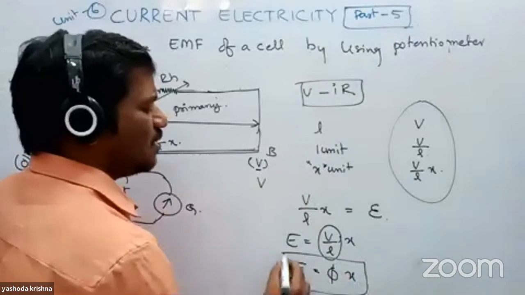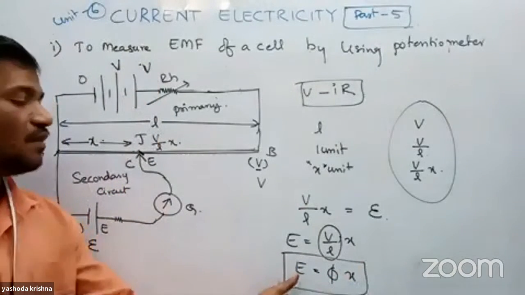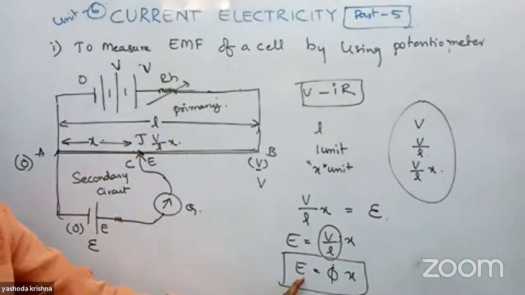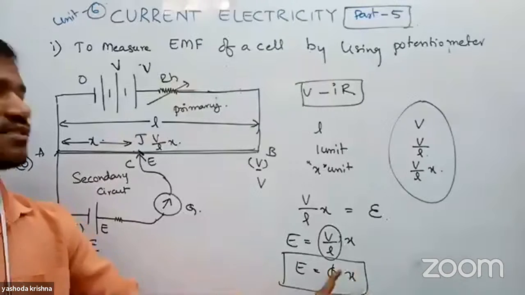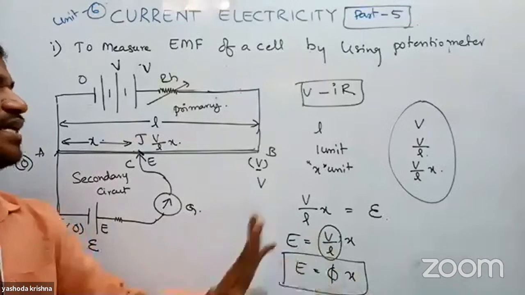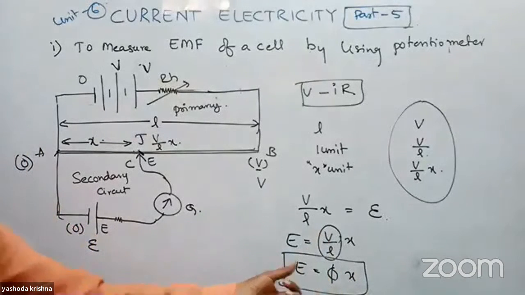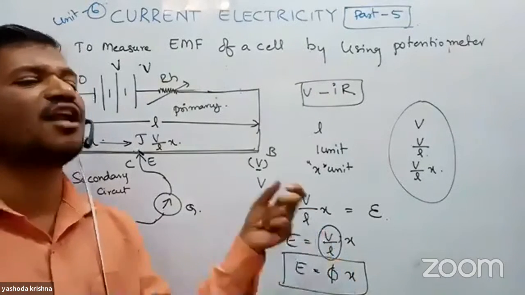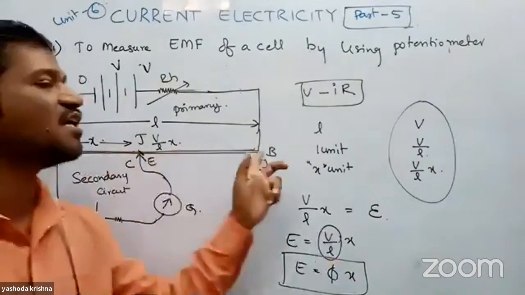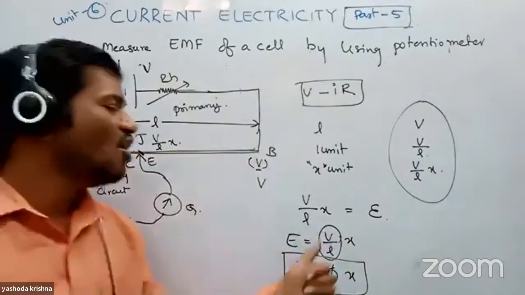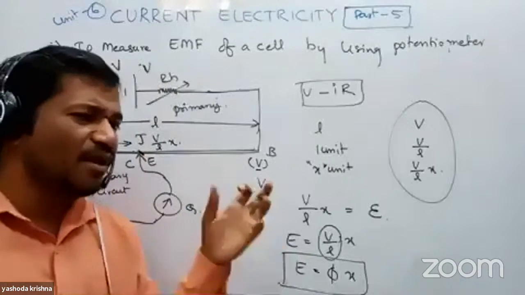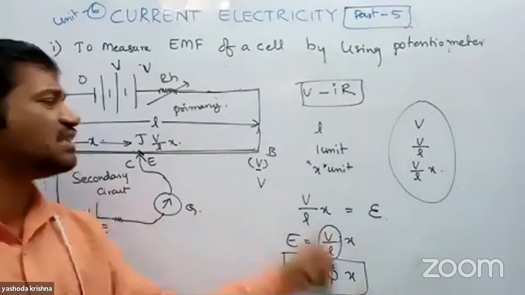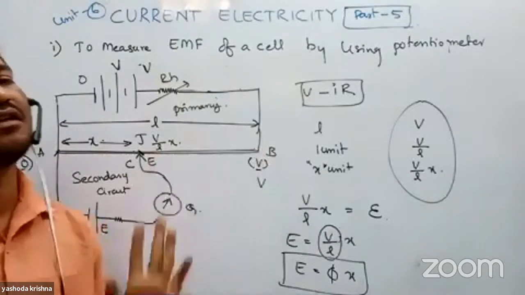The EMF of the battery is equal to pi into X. What is pi? Pi is nothing but a constant. What is that constant? The potential drop per unit length of the potentiometer wire. What is V by L? The potential drop per unit length on the potentiometer wire.